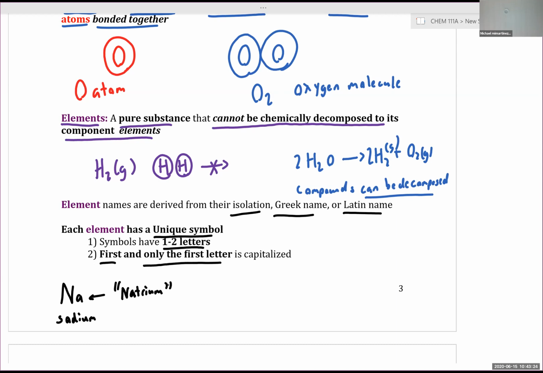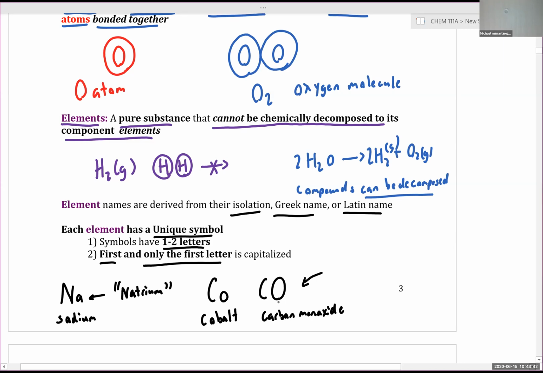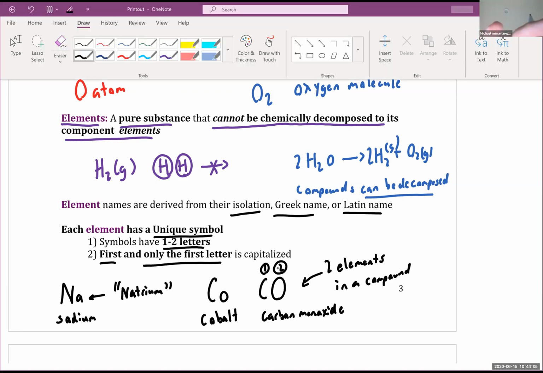Now, to really show you why you need to be careful with these capitalization rules, capital C lowercase o is cobalt, while capital C capital O is carbon monoxide. So notice if we have 2 capital letters back to back, we have 2 elements in a compound, because each of these capital letters is representing a unique element symbol. So make sure you follow the capitalization rules so that you don't end up confusing someone reading your chemical formulas.